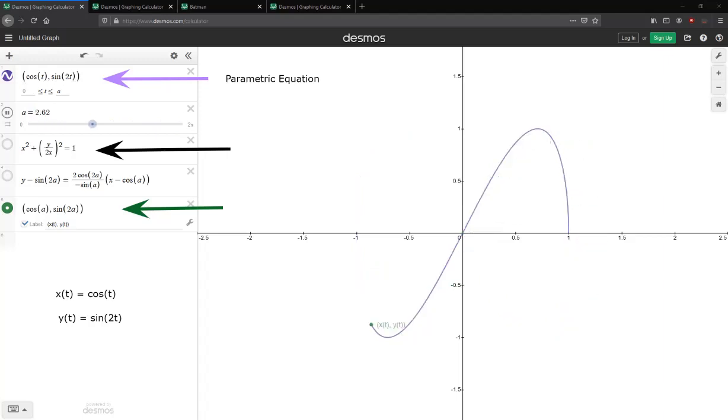And then Desmos will ask you what domain this is defined on, what are the acceptable values of t to make this parametric equation work. And I said start at t equals 0, go up to t equals some other number a, and it's the number a which is sort of moving around the plot there.